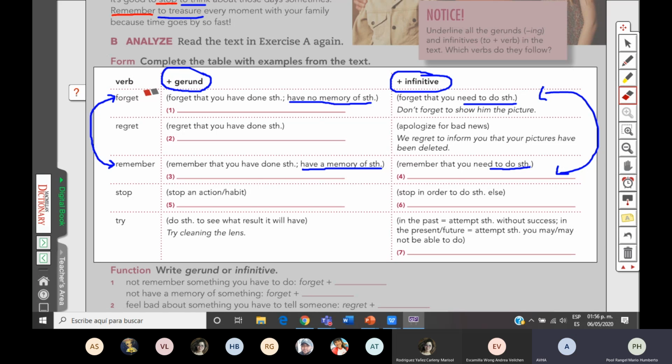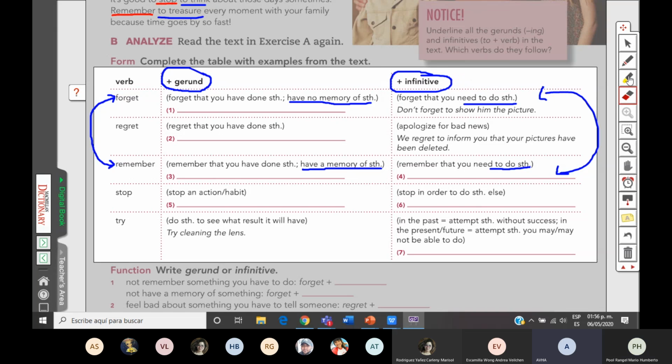¿Okay? So estos dos son parecidos. Con gerundio, con ing, forget y remember talks about memory. Having a memory or not having a memory. Y con infinitive es like remember to do something, acuérdate de hacer algo, y acá pues se me olvidó hacer algo que tenía que hacer. Ok, Jessica. Sí, esa va a ser la diferencia entre forget y remember con gerund y con infinitive. ¿Ok?